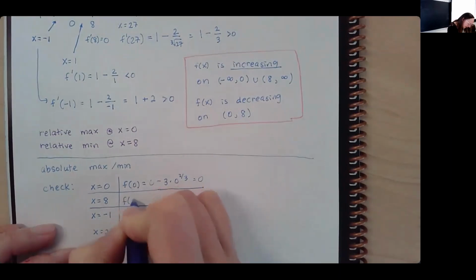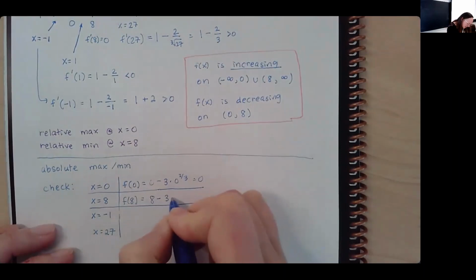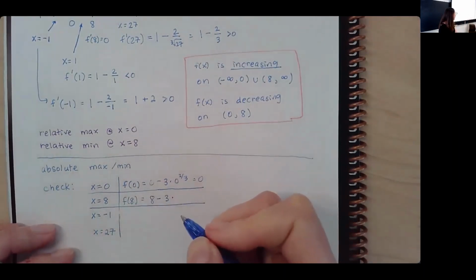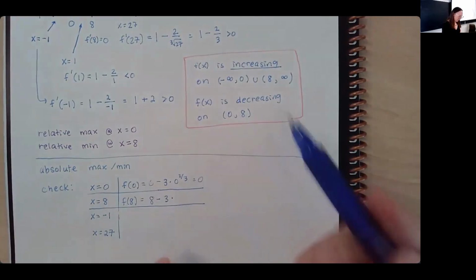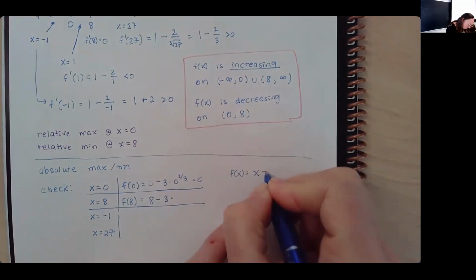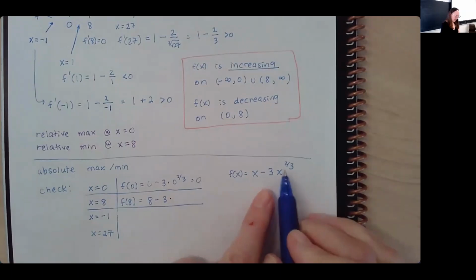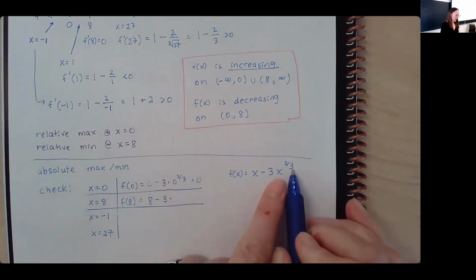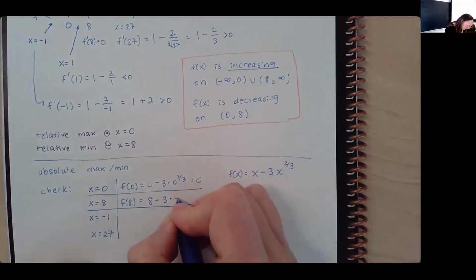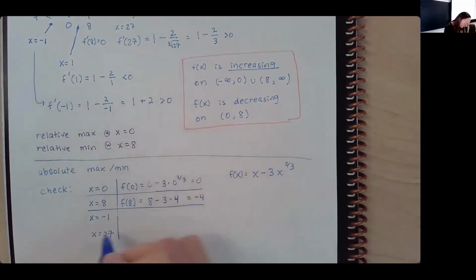f of 8 looks like 8 minus 3 times, I'm going to do math in my head here. So my function, just to rewrite it so it's back on the page for us, or back in view. When I plug in 8 here, I'm going to take the cube root of 8. So I'll be at 2. And then when I square it, I've got 4. 3 times 4 is 12. So I get a value of -4.